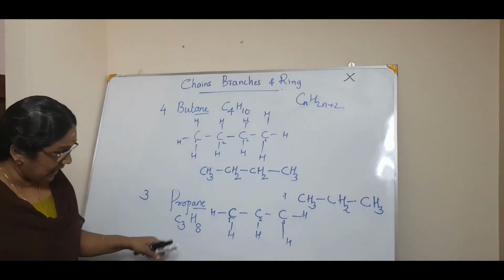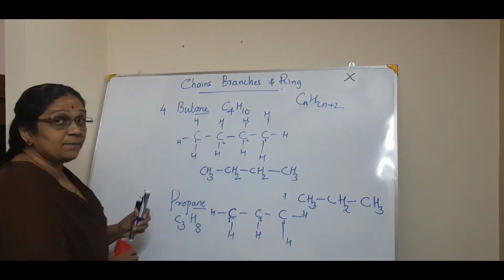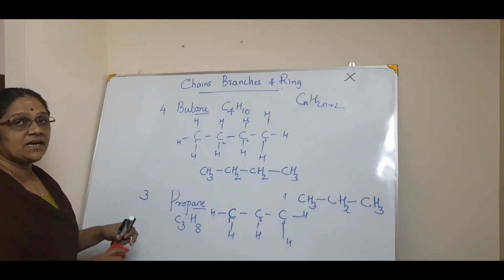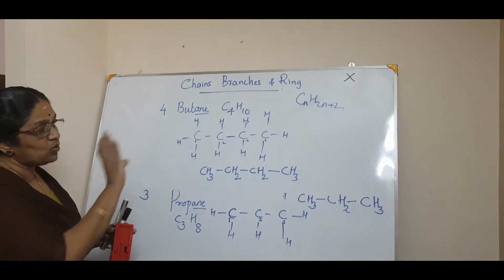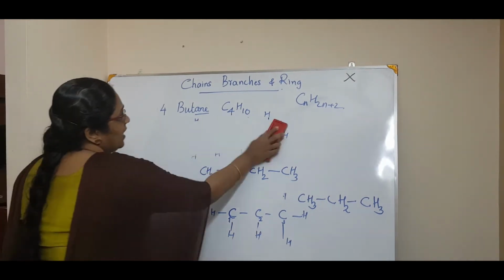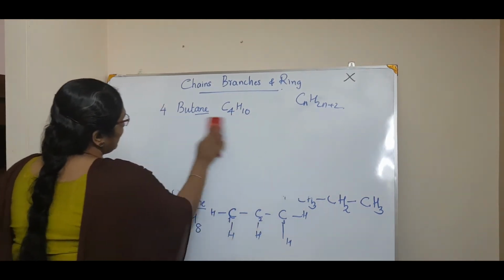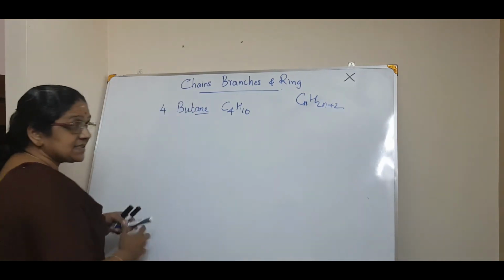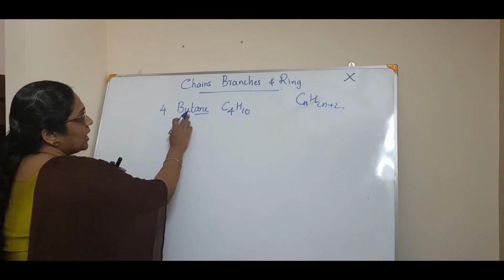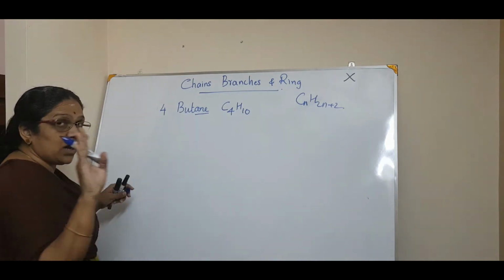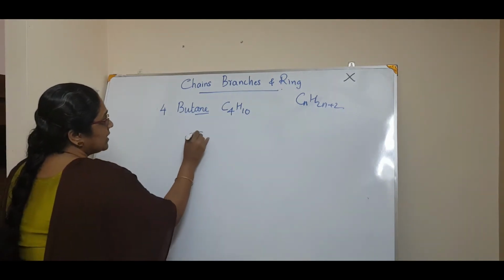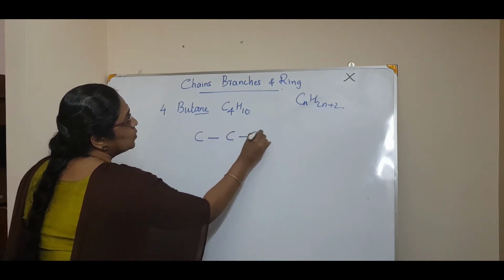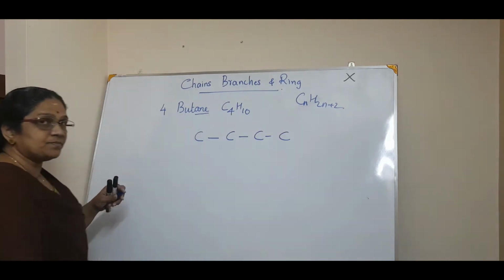For example, I will write the skeleton, the carbon skeleton. What is a carbon skeleton? Only carbon. I am not going to write the hydrogen. I am only going to write the carbon. That is why I call it a carbon skeleton. Now, the carbon skeleton for butane is 4 carbon atoms. So, the carbon skeleton is 1, 2, 3 and 4.